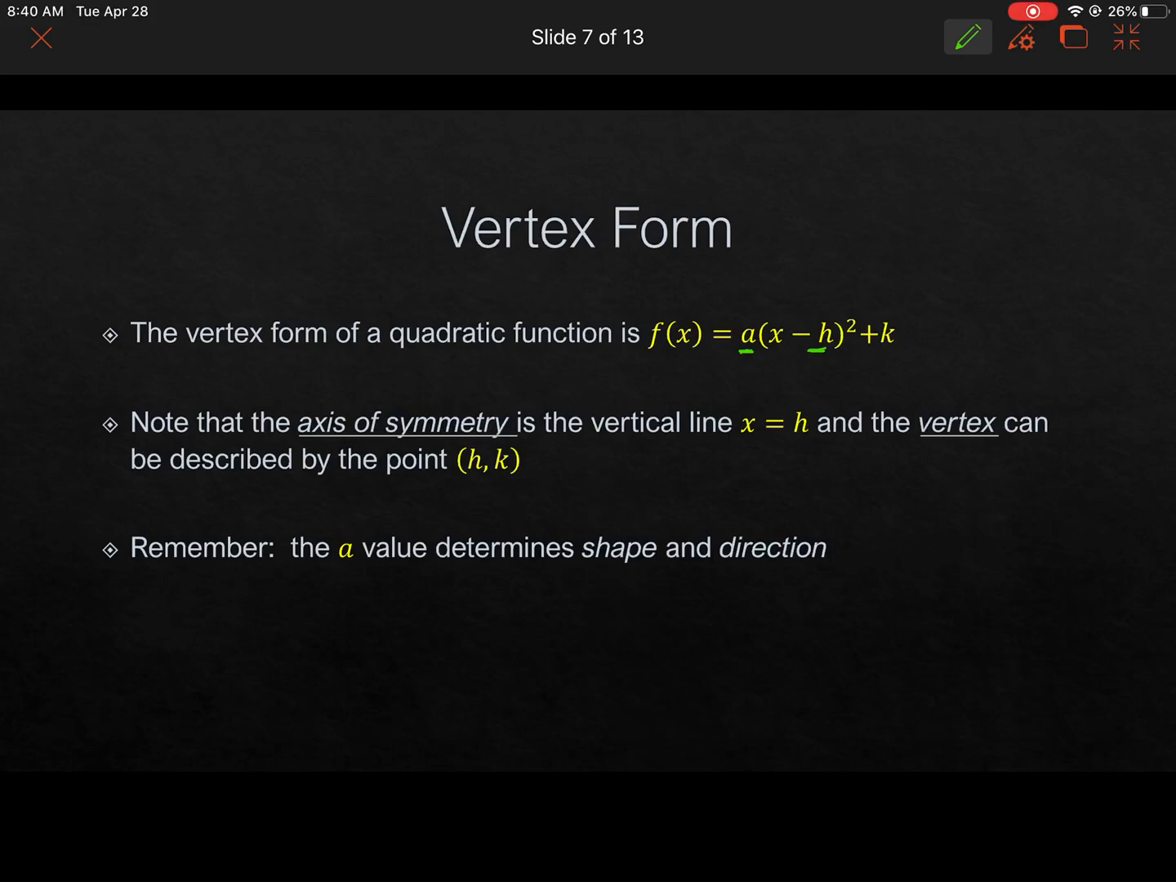And then of course we can describe the vertex using h, k, but we have to keep in mind that opposite value thing. So if we have a minus here, it's actually a positive h, k. If it's a plus h, it's actually going to be a minus h, k.